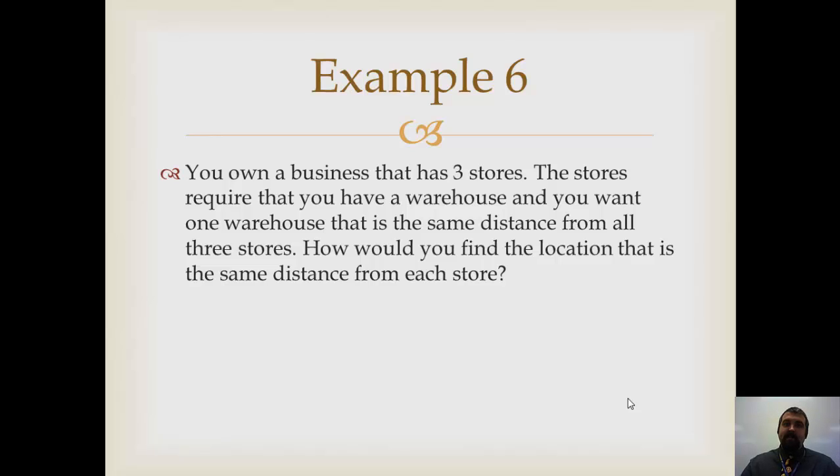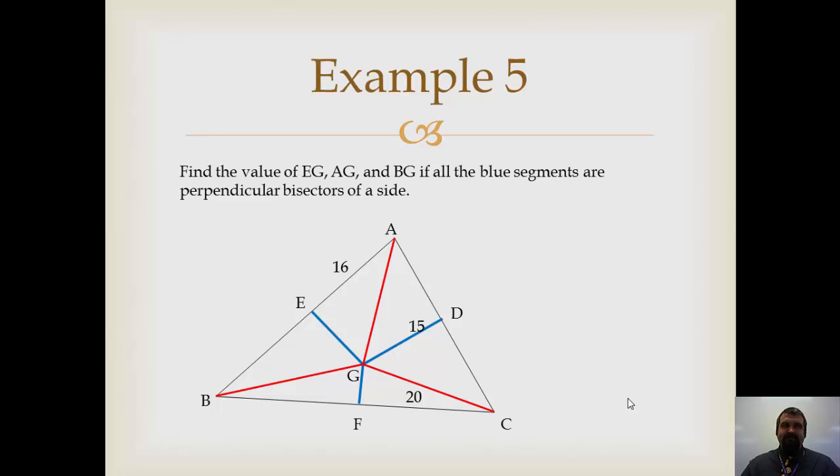But let's do an example problem where we have to do some math, where we have to do some calculations. Find the length of segment EG, length of segment AG, and the length of segment BG if all the blue segments are perpendicular bisectors of a side. So I look at this picture. This is a triangle. Great. These blue segments are perpendicular bisectors. So even though it's not labeled, I know it's a perpendicular bisector.